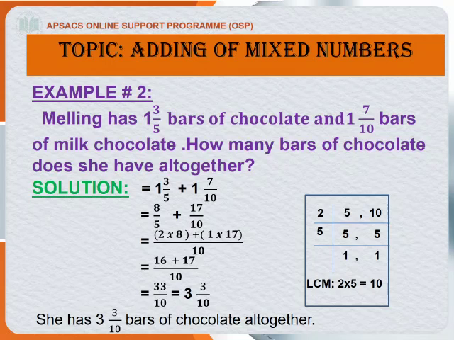So the answer is 33 out of 10. This is also an improper fraction. Change into a mixed number. 3 whole number 3 out of 10. She has 3 whole number 3 out of 10 bars of chocolate altogether.